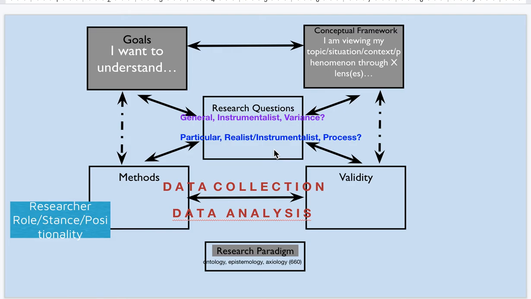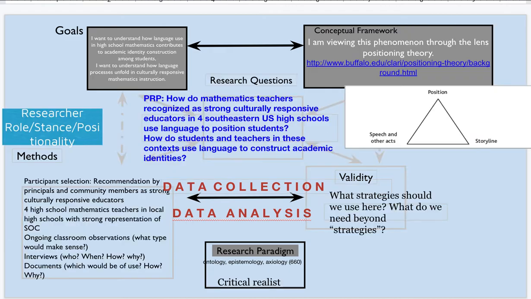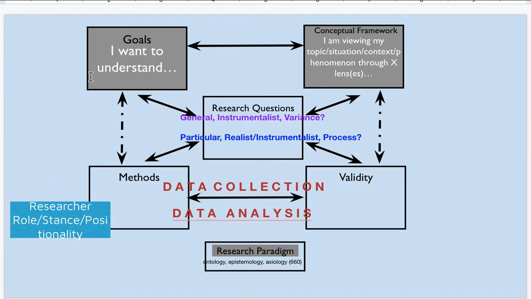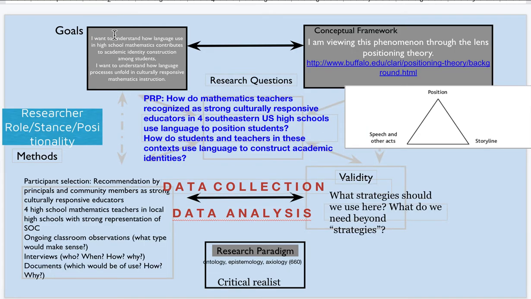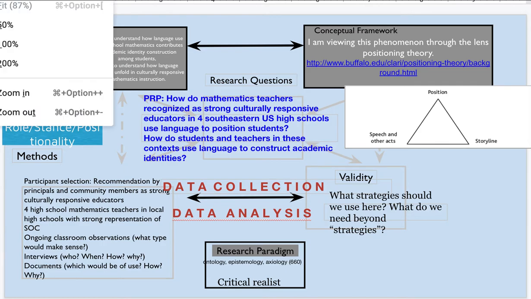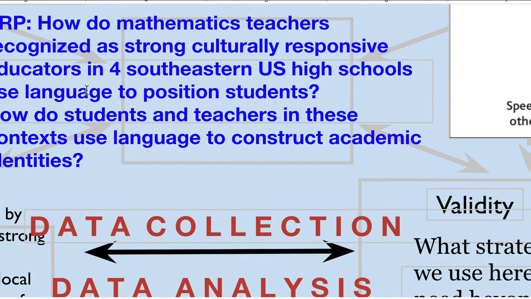So starting with this design map that we've been using, I created a sort of pretend study. So let me see if I can zoom in here for you. So, oops. Am I going to zoom? Thank you.